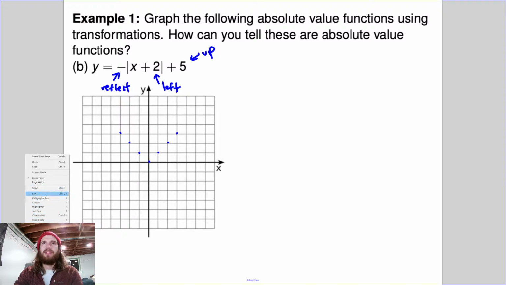Actually, instead of doing this, you can write out all those, but there's a much faster way. That's just to take this vertex, shift the vertex left 2 and up 5. And since this is a negative 1 out front, it's going to have this exact shape, except it's opening down. So we're going to put that all the way across our graph.